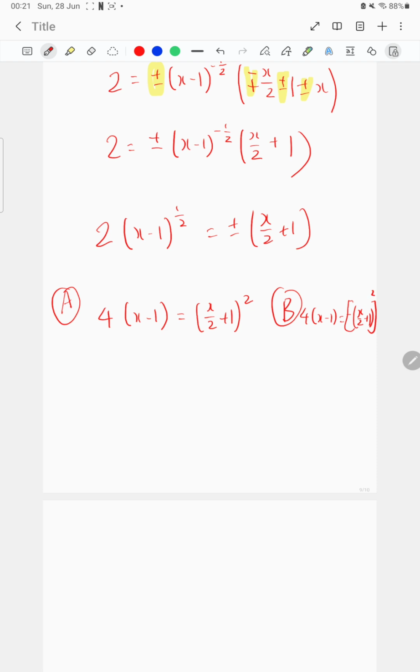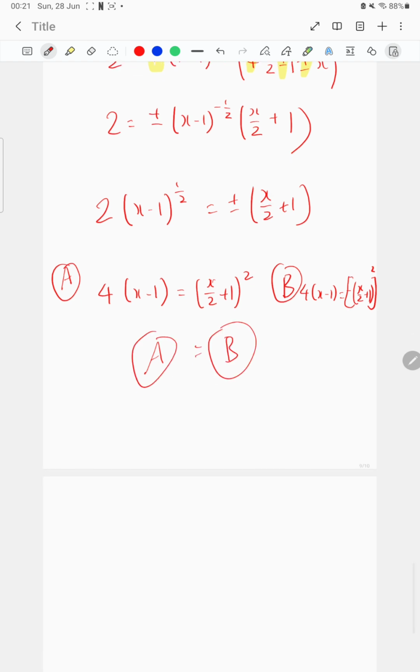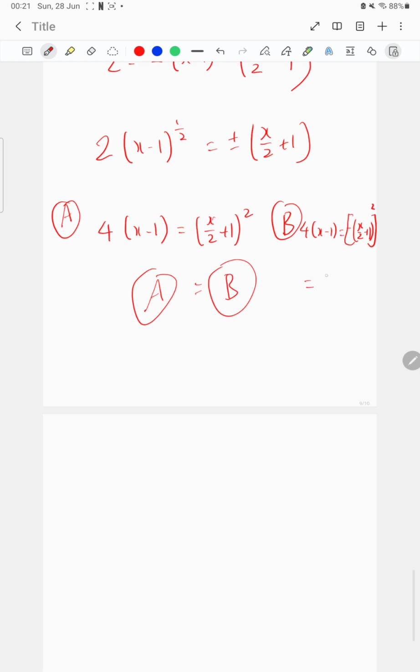But as you know, when we square, it doesn't matter if the thing is positive or negative, because negative times negative becomes positive. So that means A is actually equal to case B. So we only need to consider one case, because it's the same.